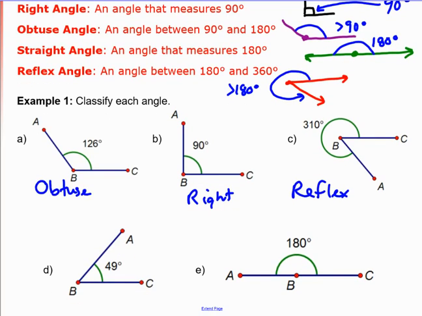And our last two, here is the acute angle. A lot of times, probably the majority of the time, we're going to be dealing with acute angles and right angles. Anyway, it's always good to know that sometimes with a straight line, it is a straight angle.